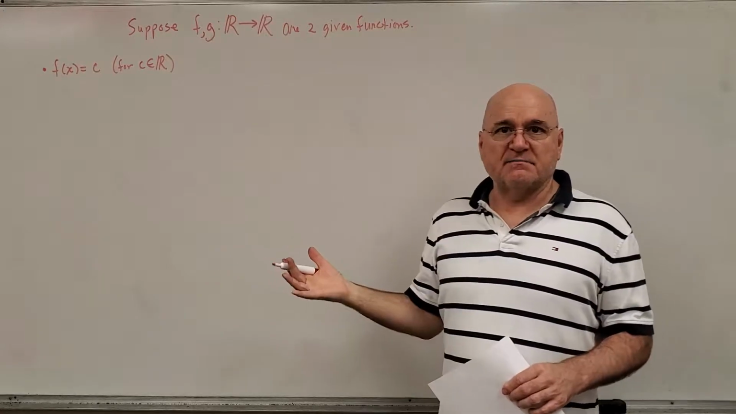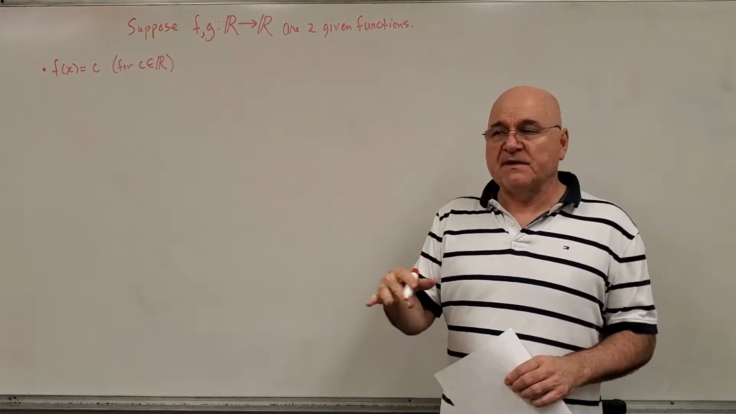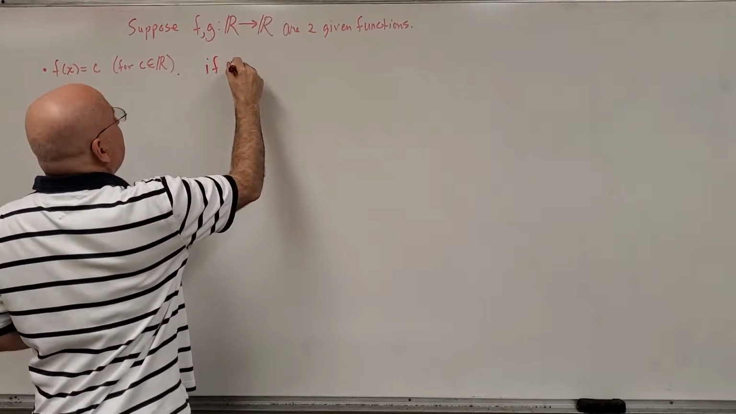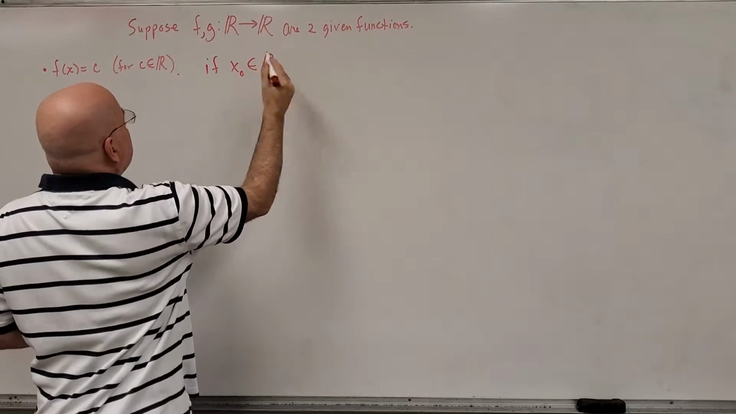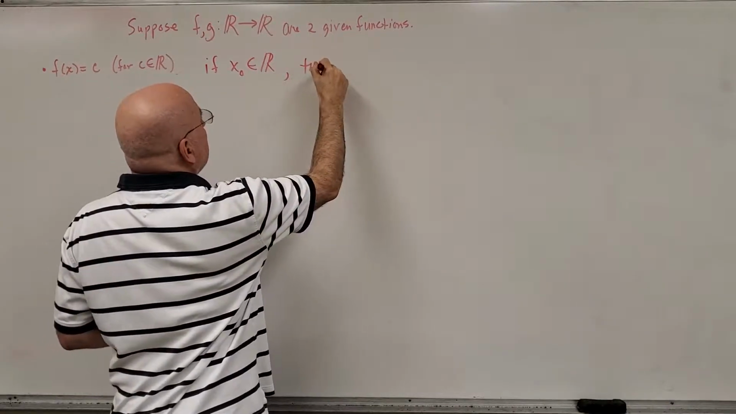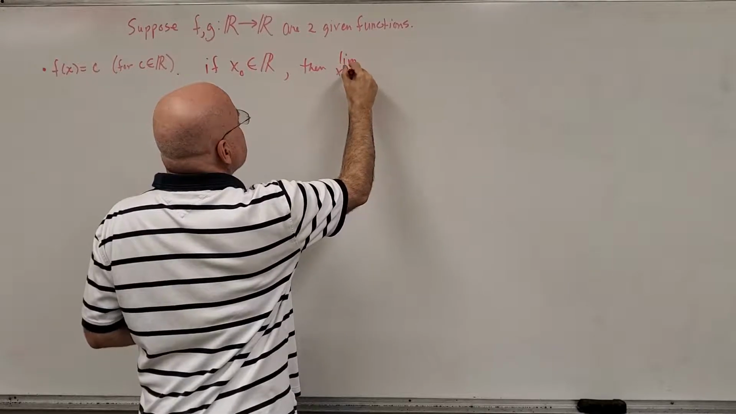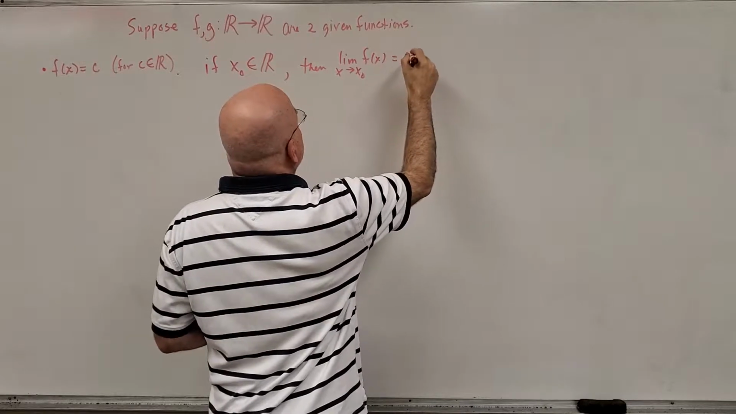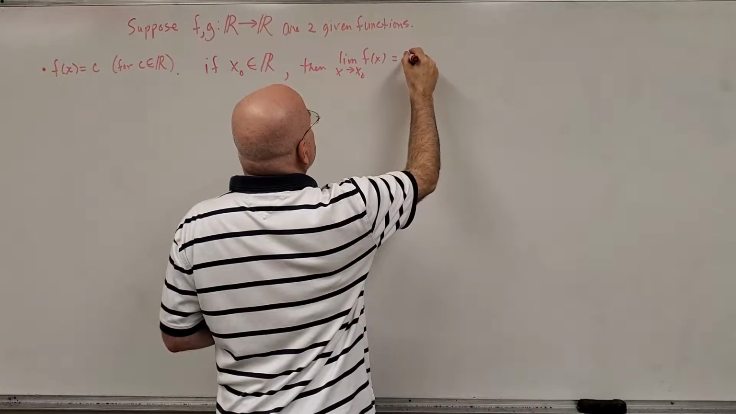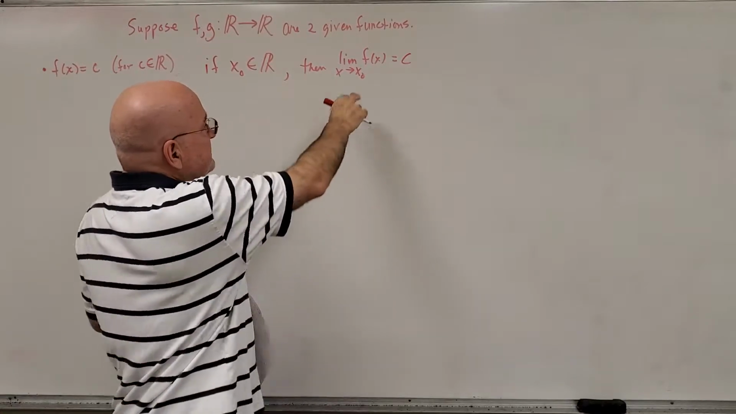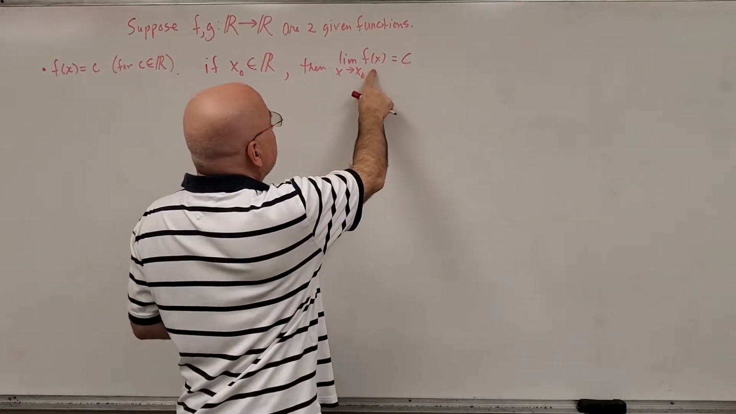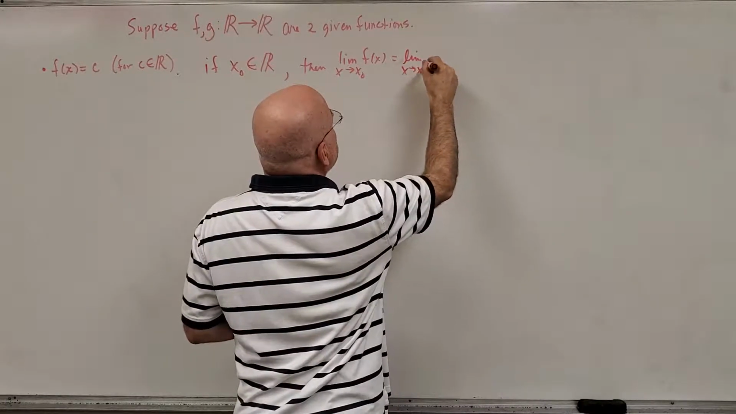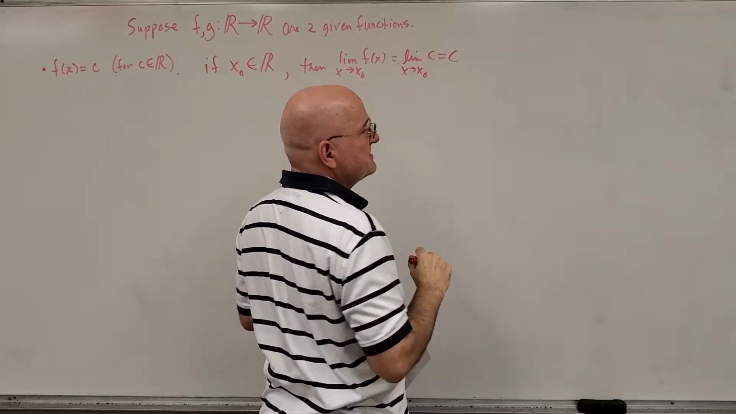We sometimes call this the constant function. If you were to graph it, it's a horizontal line. Well, for this one, if x naught is any real number, then the limit as x approaches x naught of f of x is equal to c. Right? Because f of x is just c. I could replace that right here. Let me go ahead and do that. The limit as x approaches x naught of c, well, that's a constant. It's simply the number c.